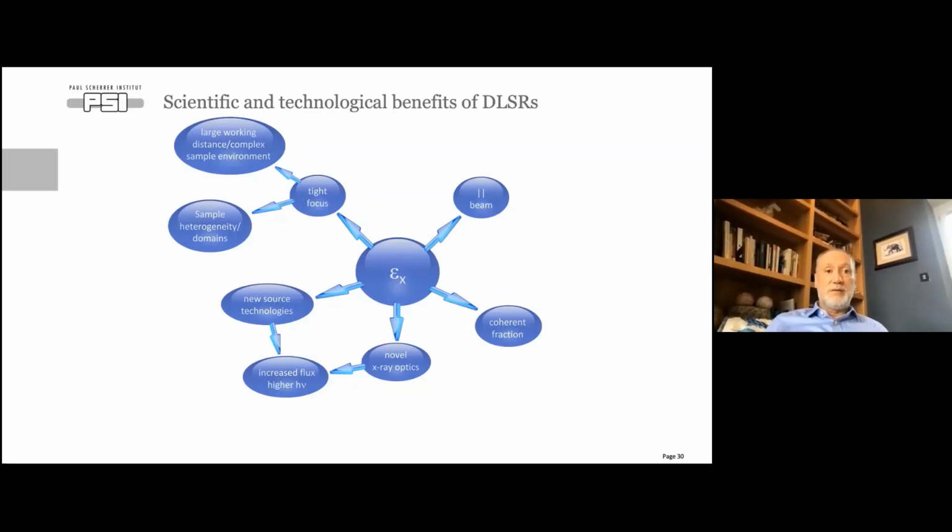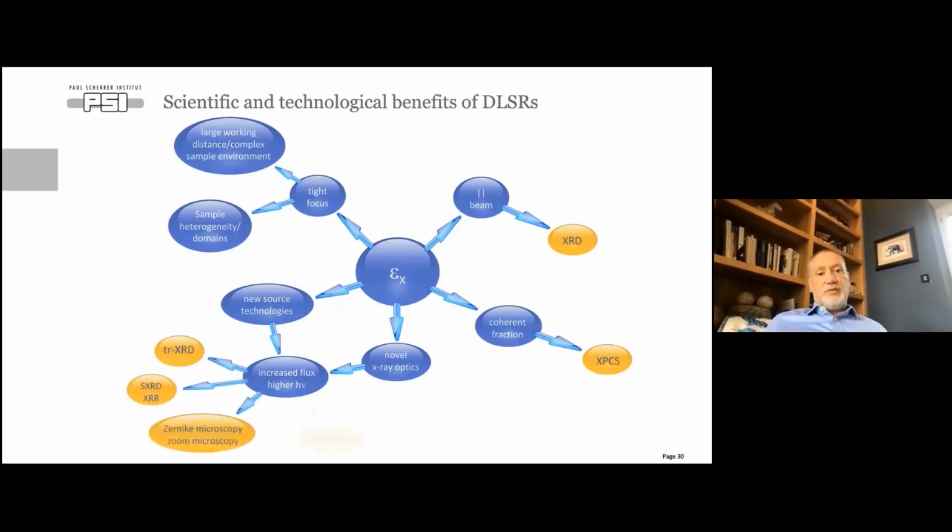A parallel beam, of course, is a bit of a prerequisite for good quality X-ray diffraction experiments, whereas the coherent fraction is important for XPCS, X-ray photon correlation spectroscopy. The increased flux and higher photon energy is important for time-resolved XRD, surface X-ray diffraction, X-ray reflectivity, Zernike microscopy and zoom microscopy, and fast X-ray tomography.